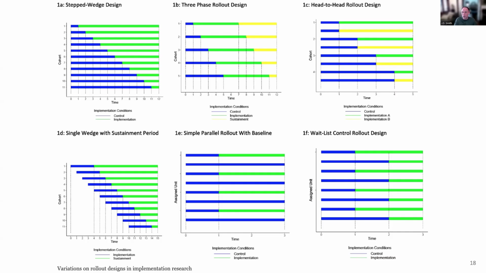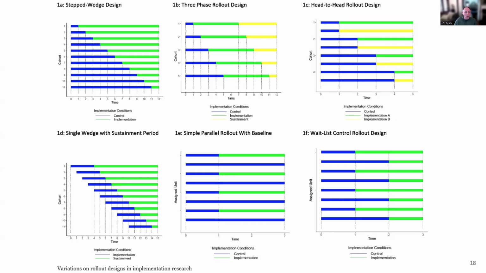In the panel 1C on the top right, this is a head-to-head rollout design. This actually has two levels of randomization where you'll be assigned to the position in the sequence, and then you also then get randomly assigned to get implementation strategy A or implementation strategy B. And then over the course of the trial, we are comparing both strategies to control and strategy A to strategy B to see which one is potentially more effective, more time efficient, more cost effective, et cetera.